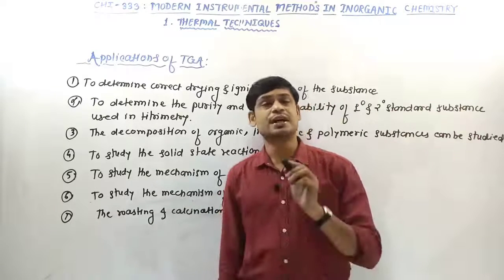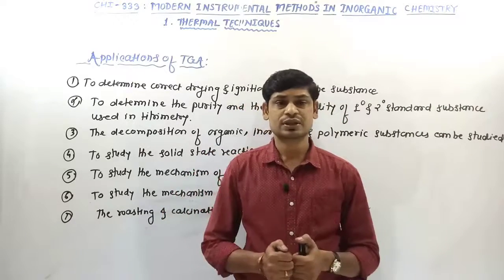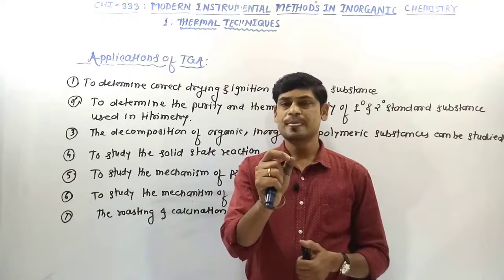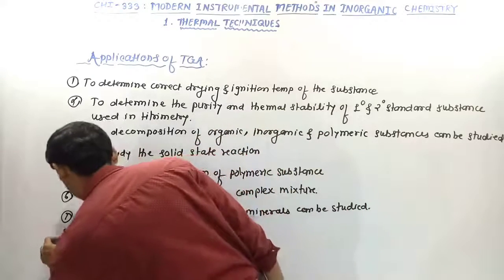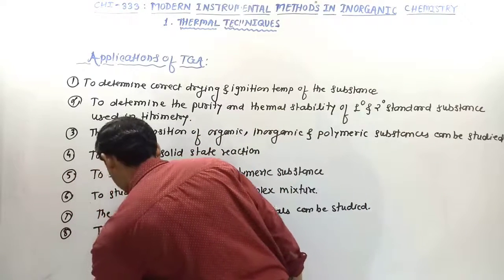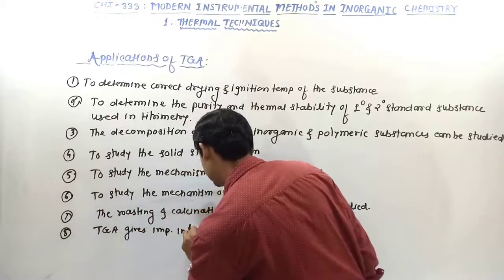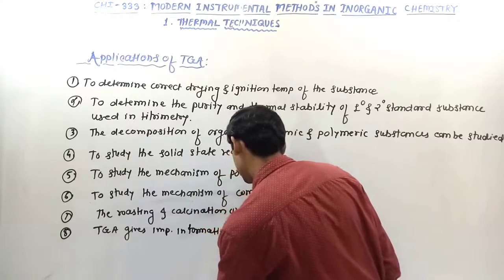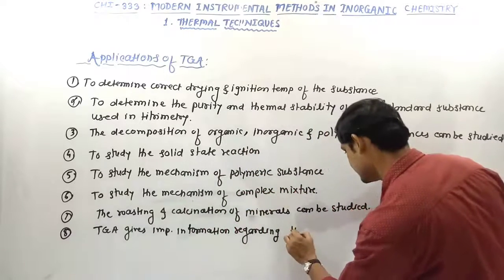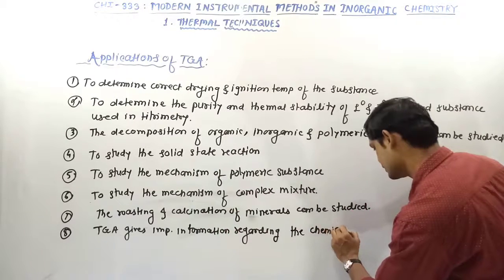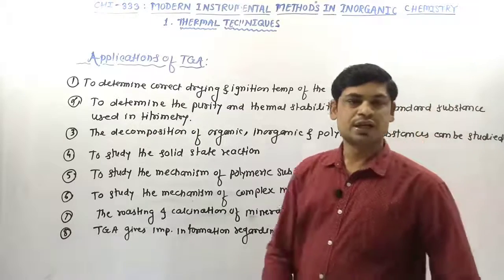Rate of reaction, that is the kinetics, we call it chemical kinetics. It is also an important factor. So TGA gives important information regarding the chemical kinetics.